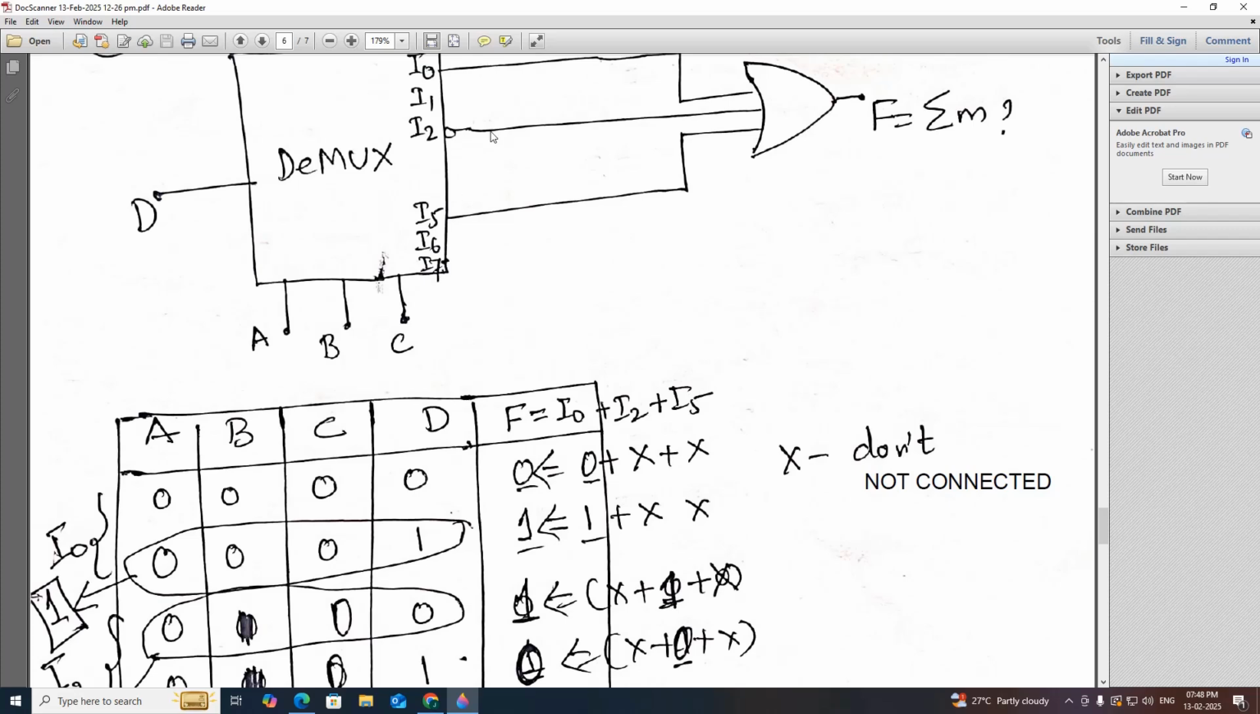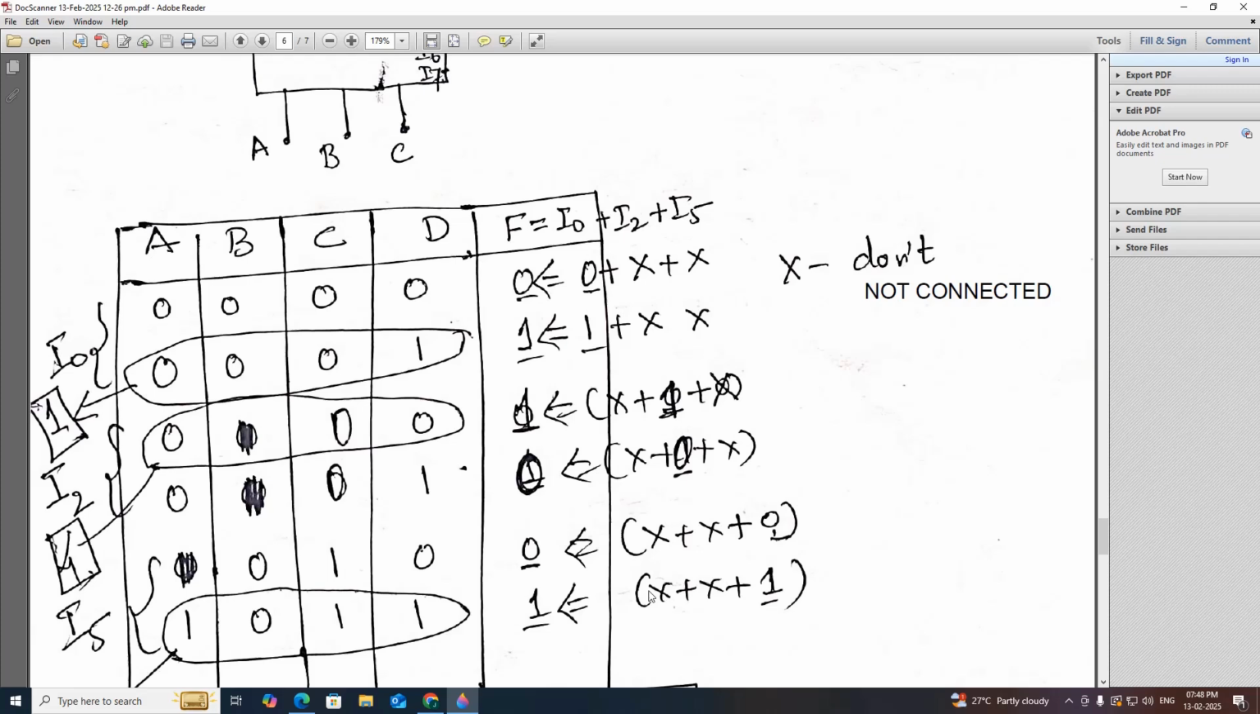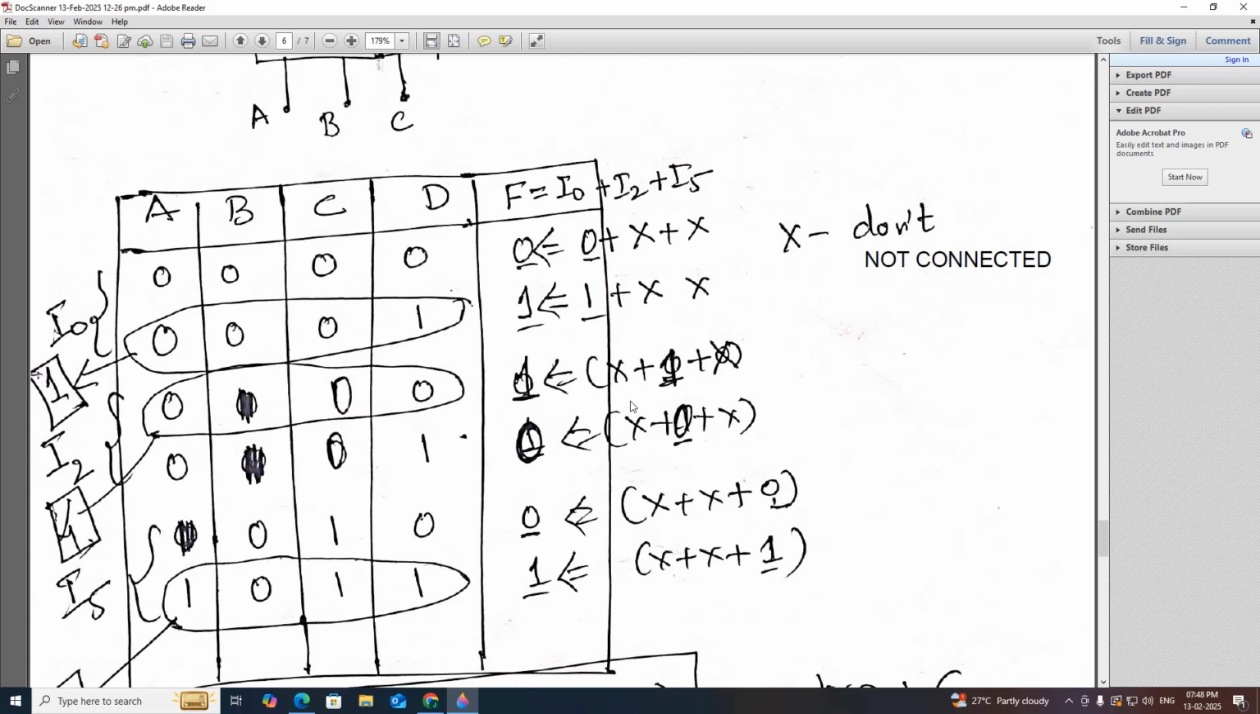I5 is directly connected. Here there is a complement. So therefore, I0 and I5 are same, because I0 and I5 are same. Only I2 is having complement output. 0 here, 0 here. 1 here, 1 here. Now therefore, F is equal to, because this is 0, F is 0. Because I5 is 1, F is 1. So we got all F's now. We have to identify. This is for I0, this is for I2, this is for I5.